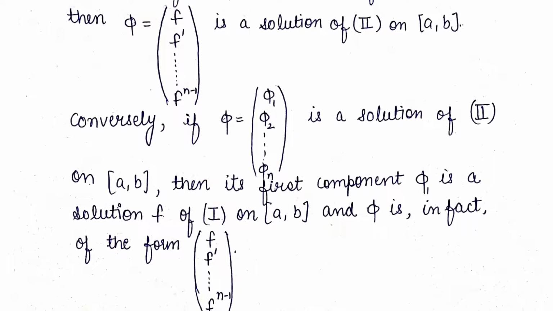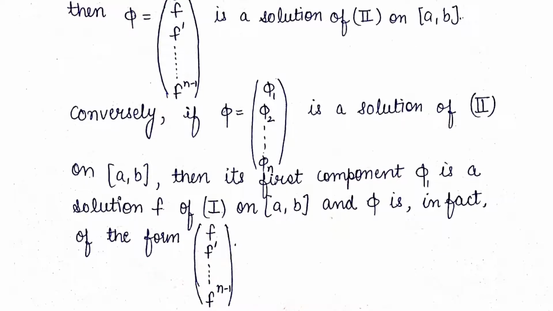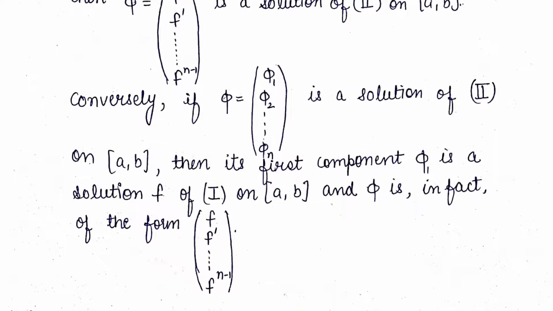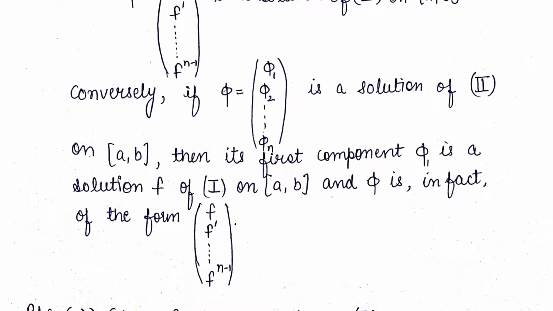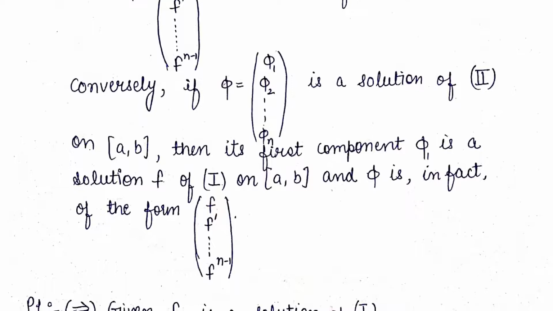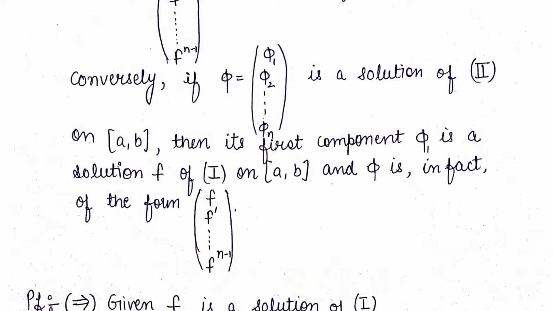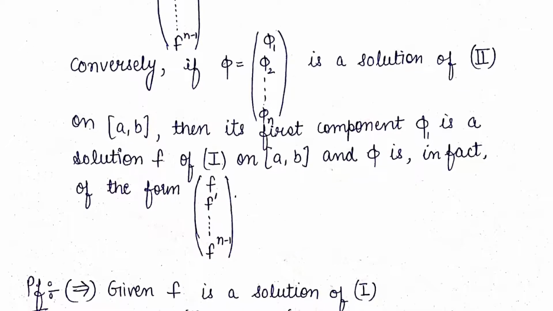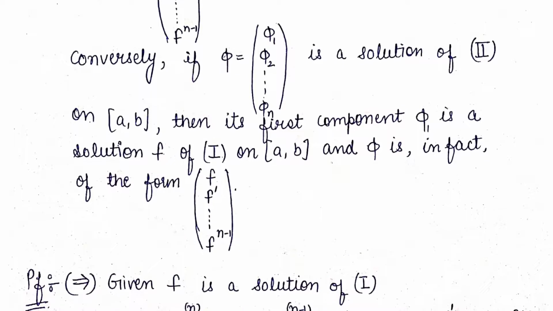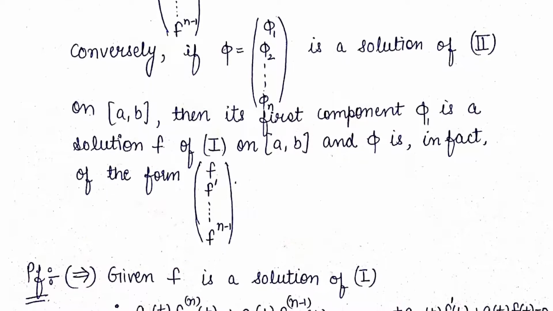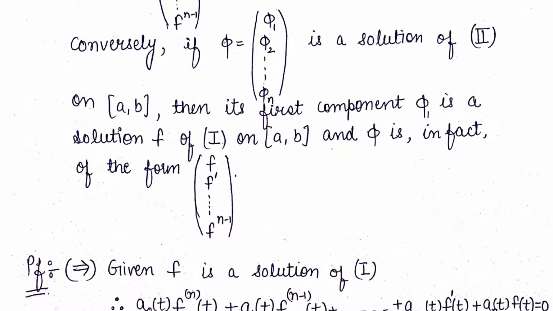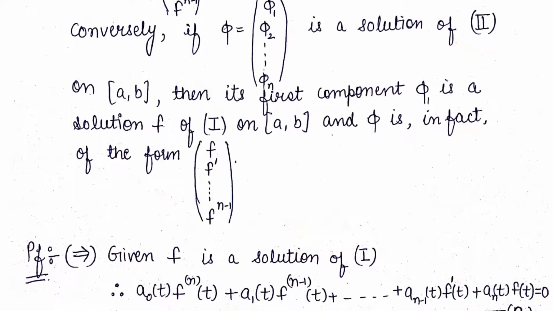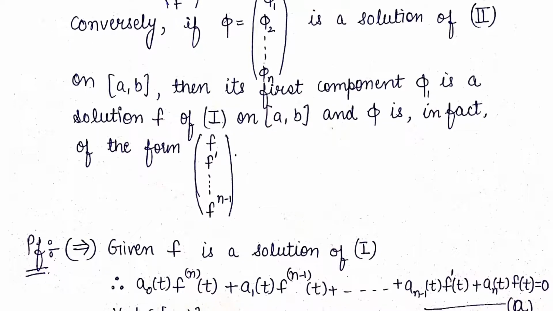And conversely, if phi given by the column vector phi1, phi2, up to phi-n is a solution of the system 2, then its first component, namely phi1, will be a solution of the nth order differential equation, and we denote the solution of the nth order differential equation by f. And if we further notice, then this phi given by phi1, phi2, phi-n will be of the form f, f dash, up to the (n minus 1)th derivative of f.